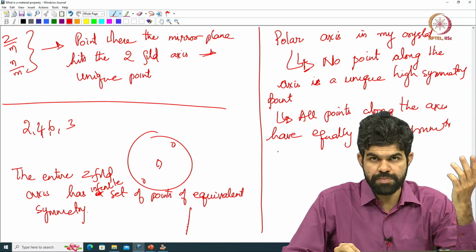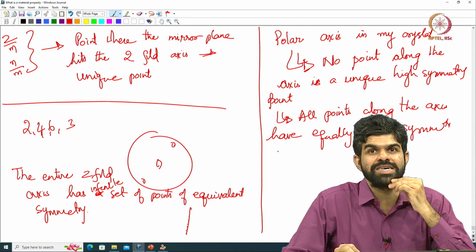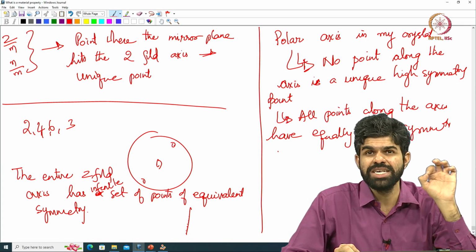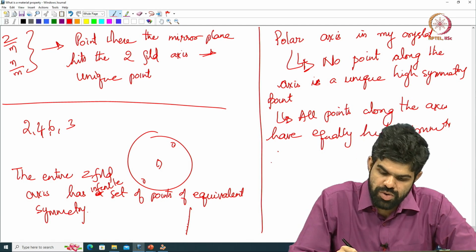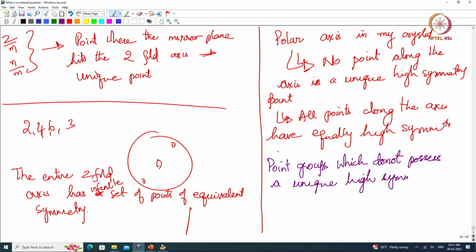So, such point groups where I cannot find a unique high symmetry point are called polar groups. So, point groups which do not possess a unique high symmetry point are called polar groups.